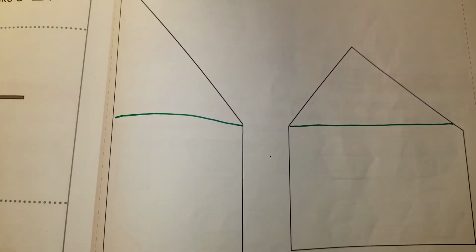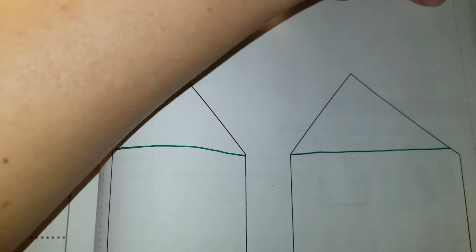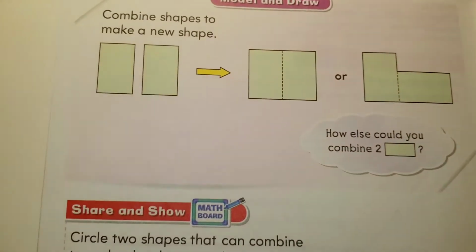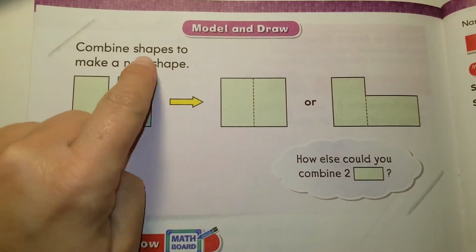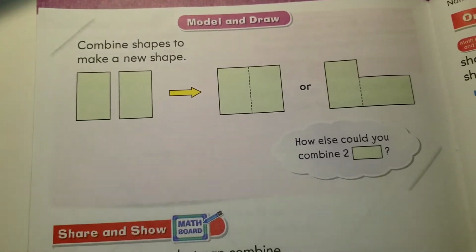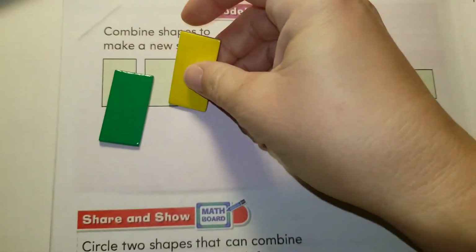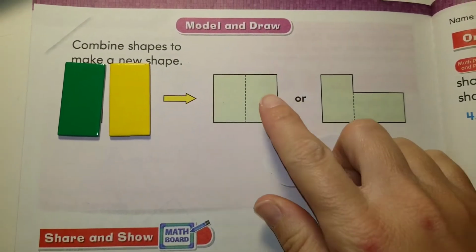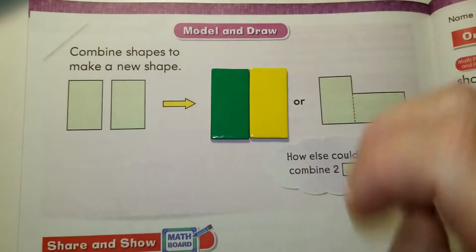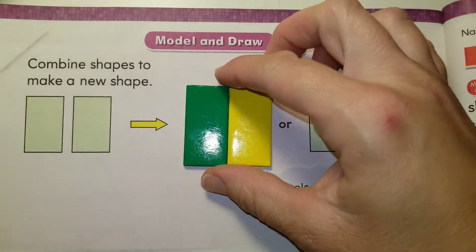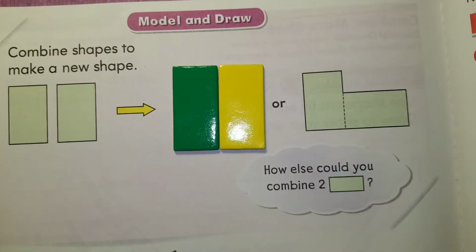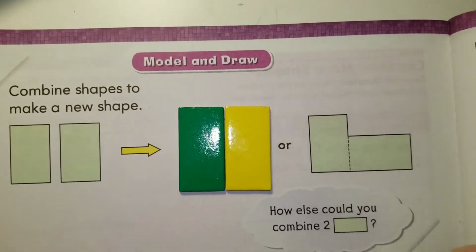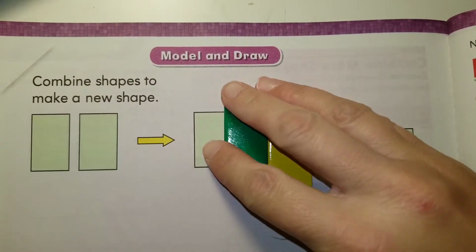Alright boys and girls, so that was just like a warm-up to begin our lesson, and now we are going to turn the page. Let's go ahead and turn to the next page. It says combine shapes to make a new shape, and I was able to find these shapes for you. So this is basically what you have. You have 2 rectangles. Now, what happens when we put the rectangles together? So this is one way to combine the shapes, right? Using 2 rectangles, you get a square, right? That's a square.